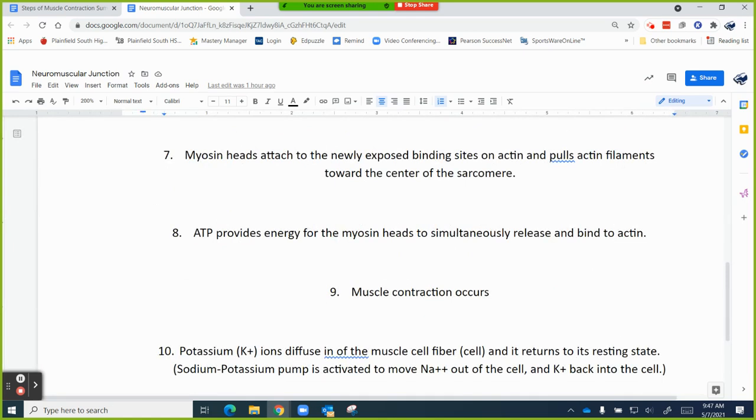Step 8 talks about ATP. ATP is necessary to allow myosin to unattach or relax so that it's not grabbing a hold of actin and then re-grabbing a hold of actin. If we don't have enough ATP available, myosin is just going to reach out and grab actin and hold on. And that's it. It's the same thing when people die. They go into a process called rigor mortis, right?